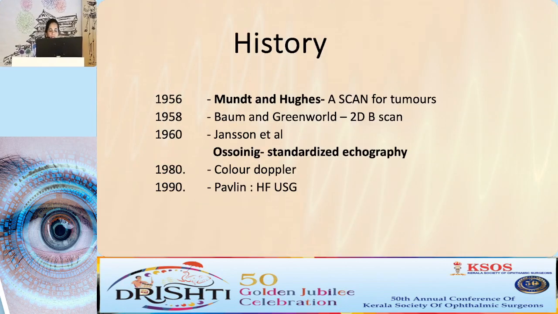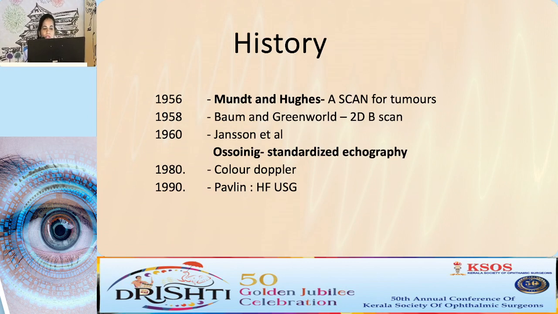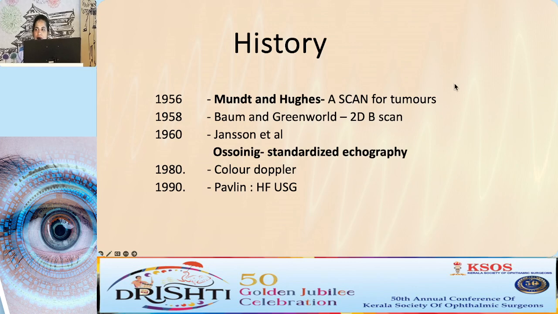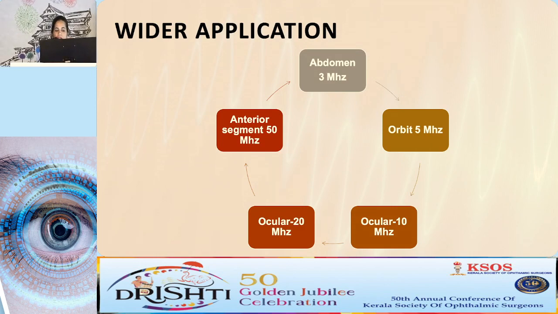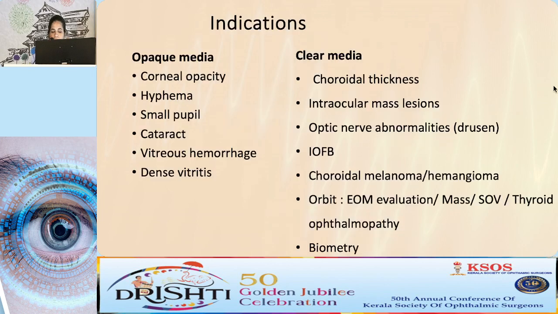Good morning, everyone. The B scan was first used by Mundt and Hughes in 1956, and the main milestone comes when Ossoinig standardized echography in 1960. Coming to the wider application of ultrasound, it is used in abdomen and orbit, as we know. In the eye, the anterior segment is done with 50 megahertz and the posterior segment at 10 to 20 megahertz.